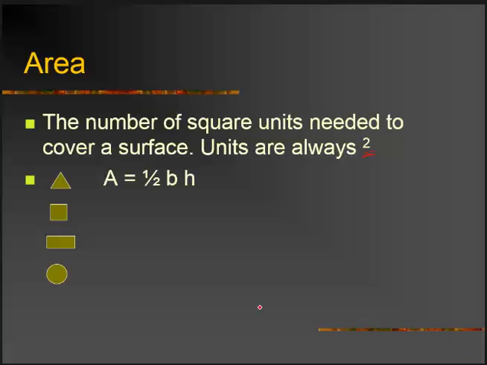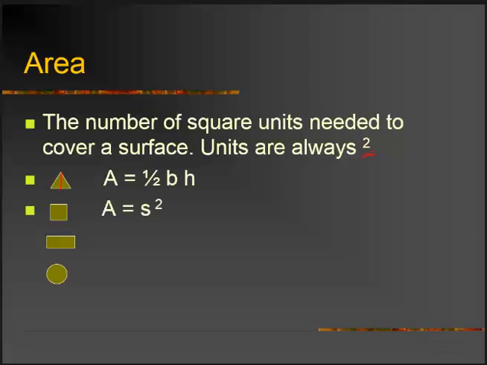For a triangle, the area is 1/2 the base times the height. Now, the height is the tricky part. Height being how tall the triangle is from the base straight up to that top vertex. So this is my height. It's not this slanted part, it's straight up. Sometimes it'll be given to you. Sometimes you're going to have to find it by using Pythagorean theorem. So understand that height is straight up.